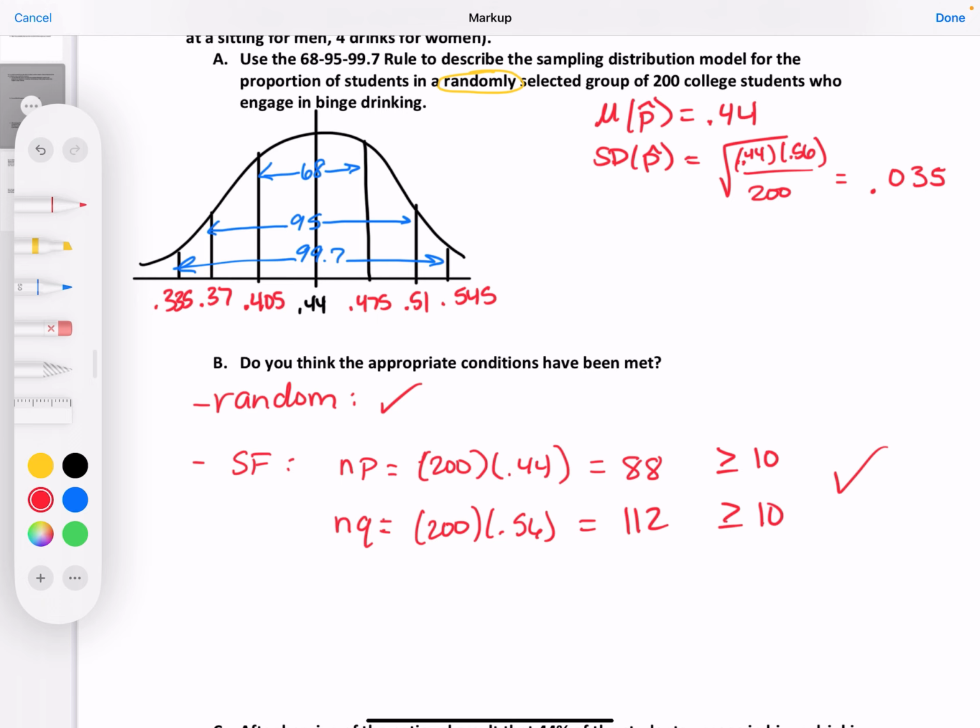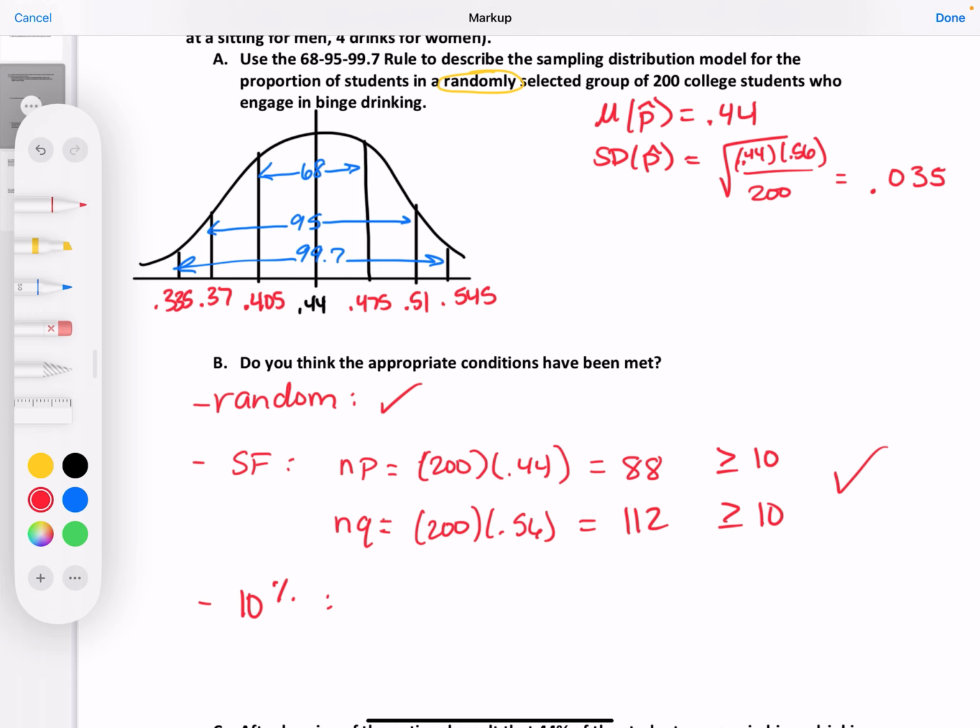All right, how about the 10% condition? Is it students of the college or all colleges? This is a national study that found that 44% of college students, so I would say all college students. So no. 200 is not less than 10% of all college students in the country.